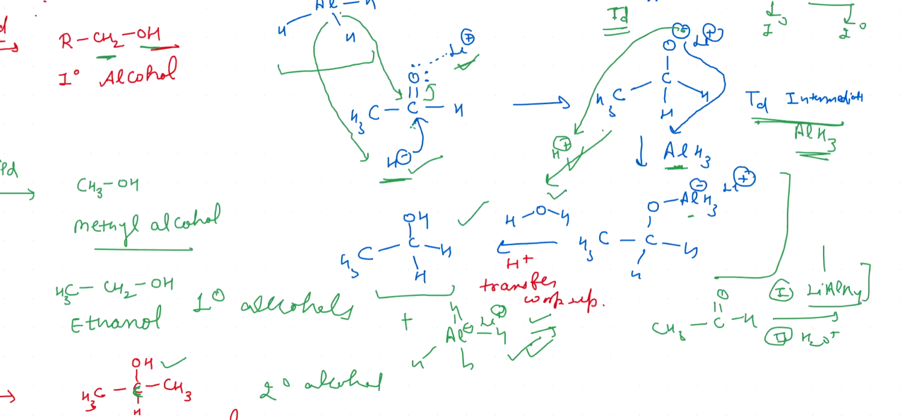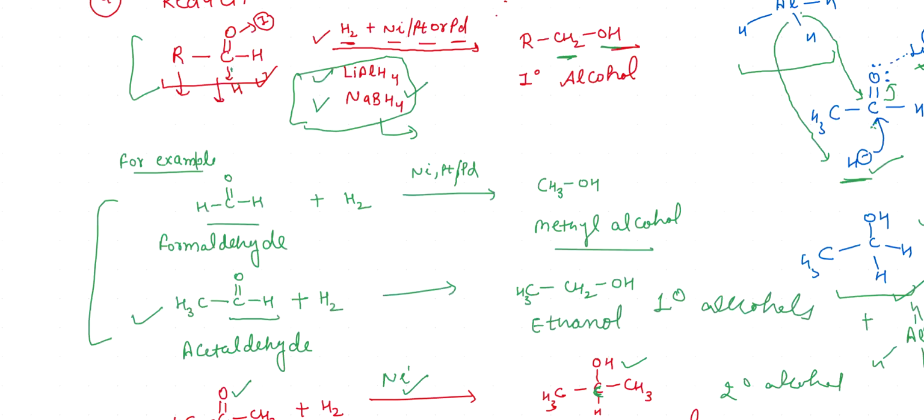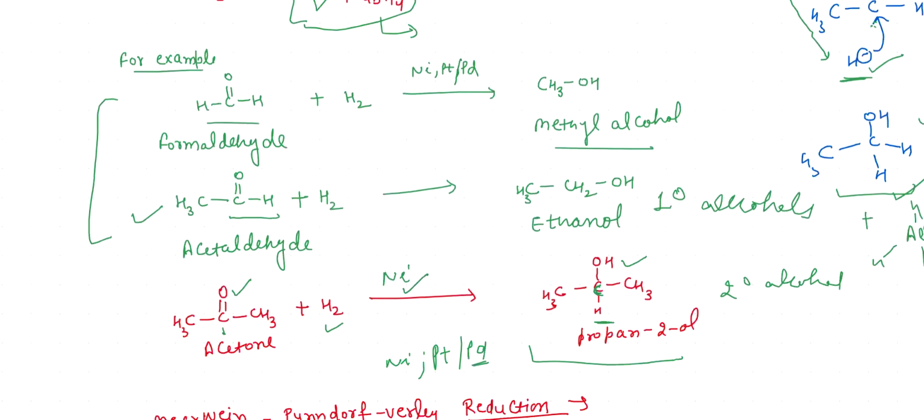Then you will get this tetrahedral intermediate. Then upon addition of water, you will get your final product as alcohol. Okay. Then if I summarize this reaction, when we are using hydrides to conduct reduction, either sodium borohydride or lithium aluminum hydride, then always the aldehyde will give the primary alcohol as a product, and when the reactant ketone is used, it will give you the secondary alcohols.